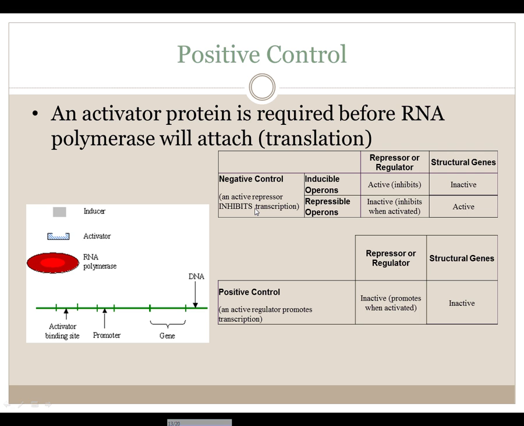The biggest difference is, okay, what we're going to do with positive control is the active regulator promotes transcription, whereas before it inhibited. So we want to promote transcription. All right, so if I want to promote transcription along here, well, if you're trying to promote, that would mean positive control. And so the repressor regulator is inactive, and the structural genes are inactive. So you notice that's a little different.